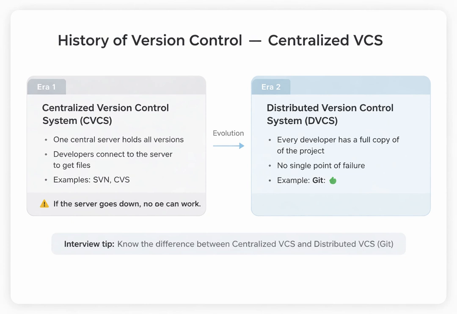Tools like SVN and CVS worked this way. The big problem? If that central server goes down, nobody can work. Git is different. It's a distributed version control system. Every developer has a complete copy of the entire project on their own machine. There's no single point of failure. This is a key concept to understand, and it's worth remembering for interviews.